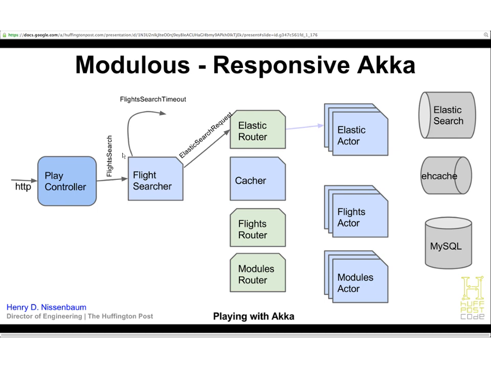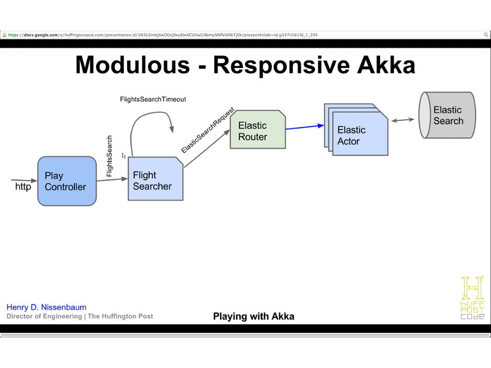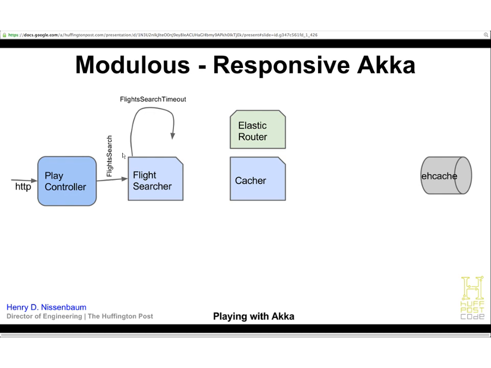The Elastic router passes it off to an Elastic actor. The Elastic actor makes the call to Elasticsearch, gets the data back, and in this particular case, we've got a success message coming back. In other cases, it would fail, in which case the flight searcher would have to handle that. In this case, we'll deal with a relatively simple case where everything's working right. We got the data back.